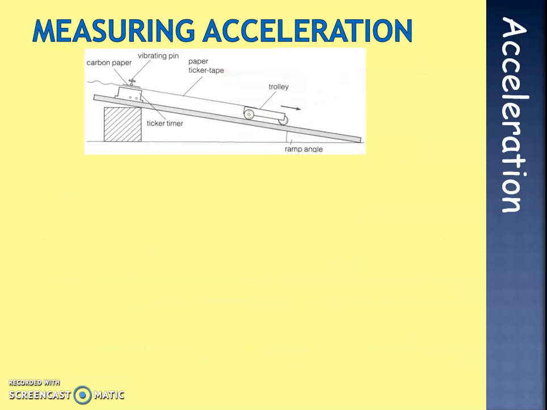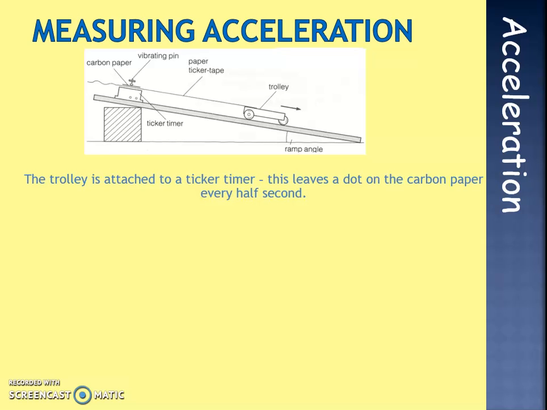And how can we measure acceleration? Well, we'd need the equipment that we've got above there. We'd need a trolley that's linked to paper ticker tape, vibrating pin and carbon paper. The trolley's attached to a ticker timer, and this ticker timer leaves a dot on the carbon paper every half a second. What we'd do is we'd allow the car to go down the trolley there.